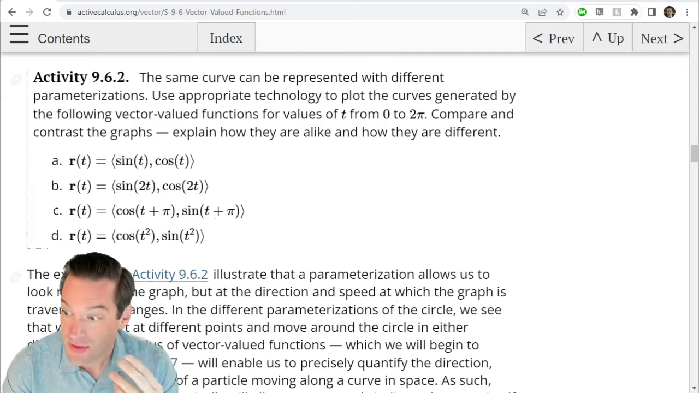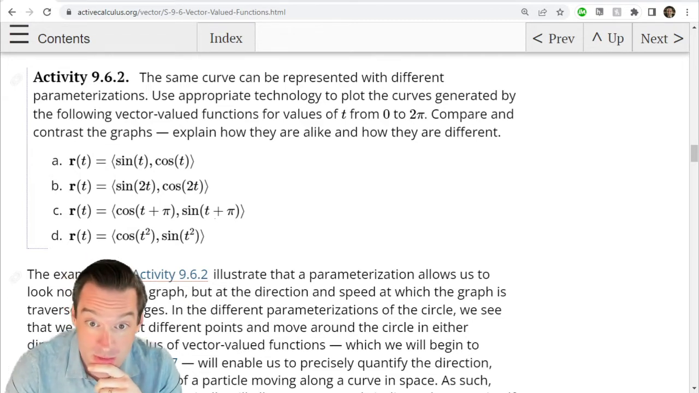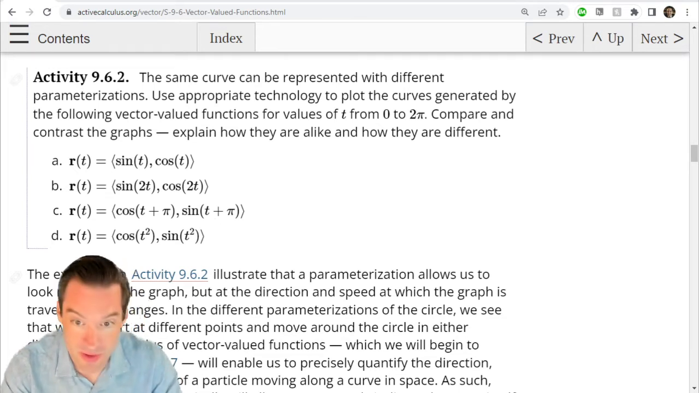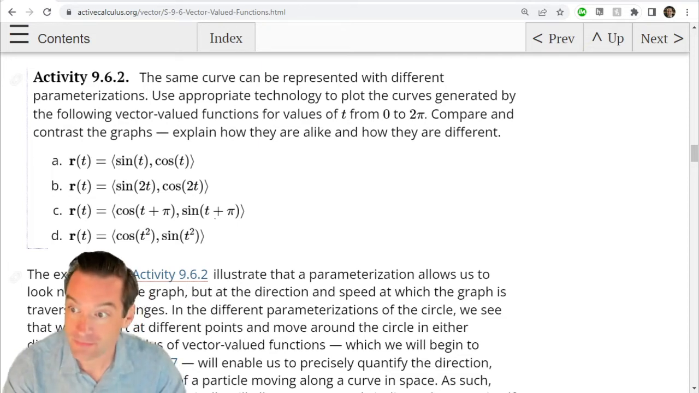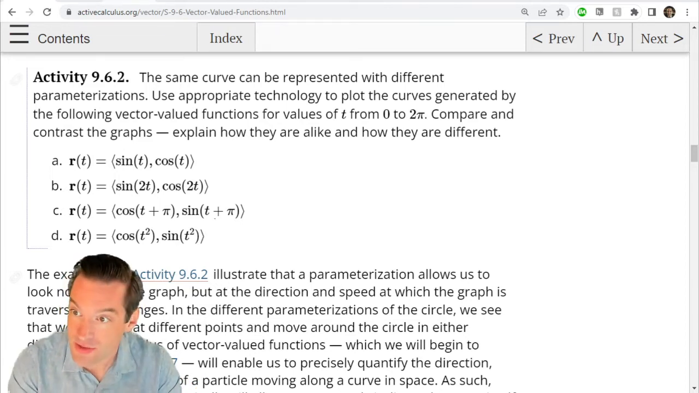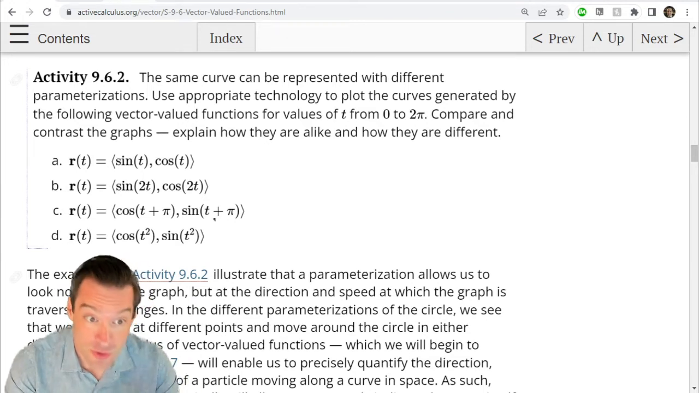So when you looked at these different parameterizations, they look pretty different to one another, but what do they all have in common? Let's start with that. When you do the comparison part of the compare and contrast, what are all of these parameterizations doing? They all describe the unit circle on the interval 0 to 2 pi. Yeah, they all describe the unit circle. So as t ranges from 0 to 2 pi, all of these are tracing out a portion of the unit circle.